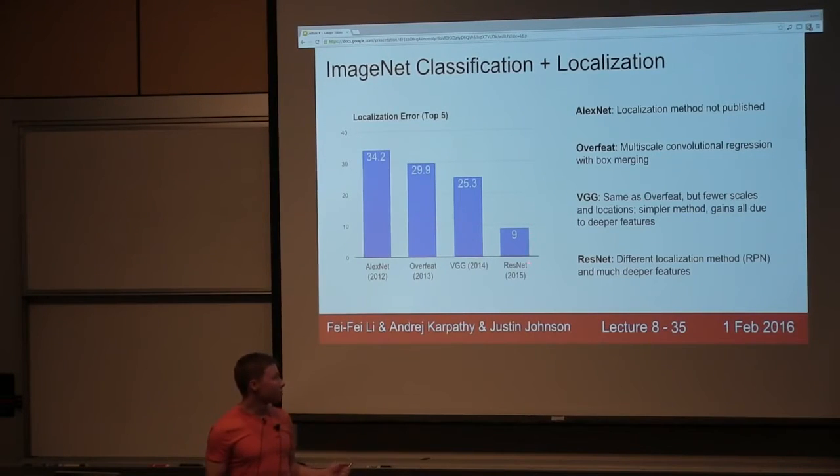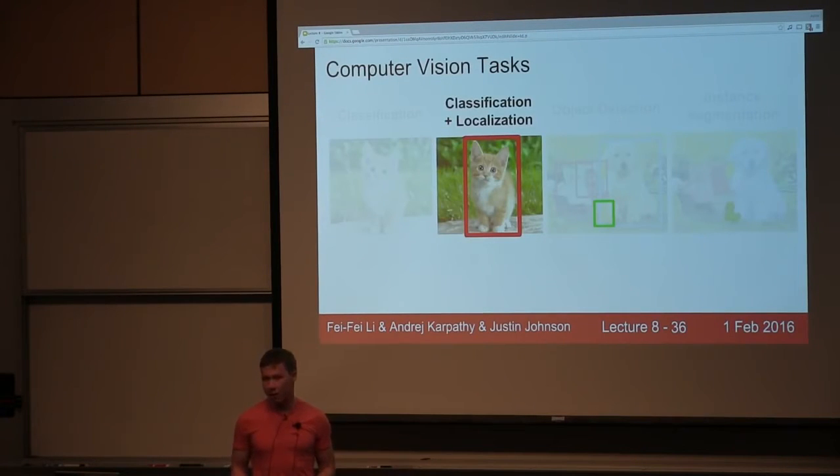And then this year, in 2015, Microsoft swept everything, as that'll be a theme in this lecture as well. This 150-layer ResNet from Microsoft crushed localization here and dropped error from 25 all the way down to 9. But this is tough to really isolate the deep features. So yes, they did have deeper features, but Microsoft actually used a different localization method called RPNs, region proposal networks. So it's not really clear whether it's the better localization strategy or the better features. But at any rate, they did really well. So that's pretty much all I want to say about classification plus localization.